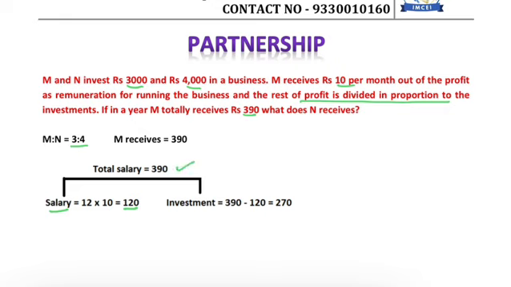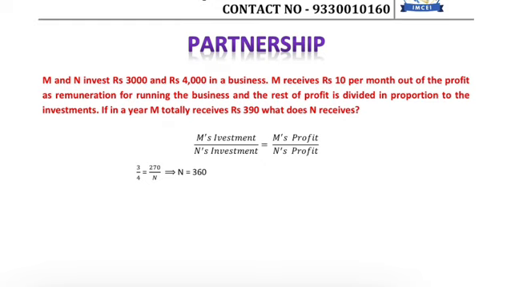So out of the total 390, M receives 120 for running the business, and the remaining amount, that is 390 minus 120, 270 rupees, is due to investment. We already know the profit ratio, which is 3:4. We know the amount M receives from investment, so we can find N's amount, as profit ratio equals investment ratio. So the amount N will receive is 360.